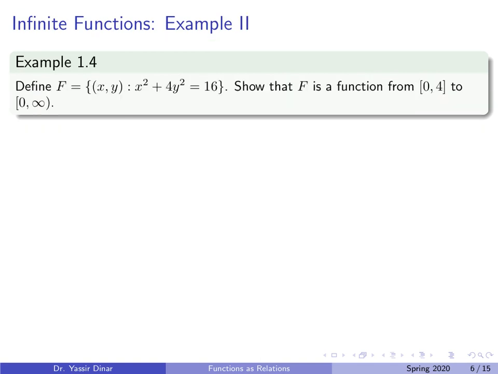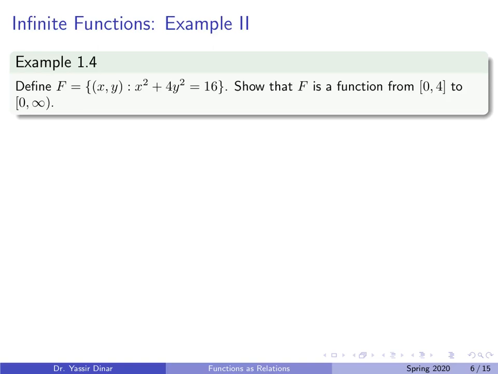Let's take another example. Here we have a relation f defined by all pairs (x, y) such that the first squared plus 4 times the second squared is equal to 16. The question is to show that this relation f is a function from the interval from 0 to 4 to the interval from 0 to infinity.